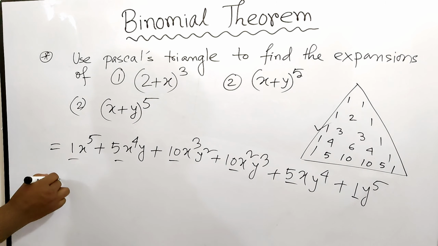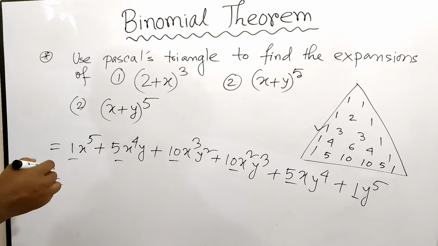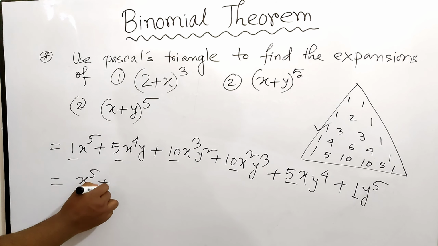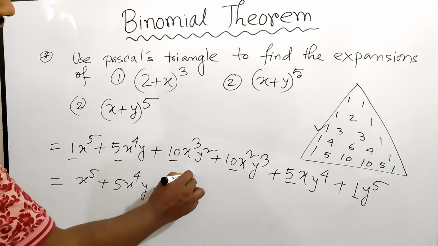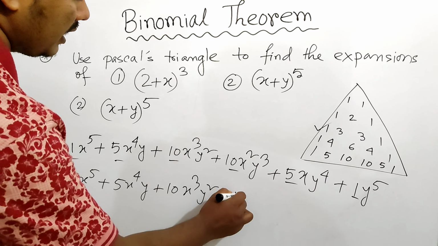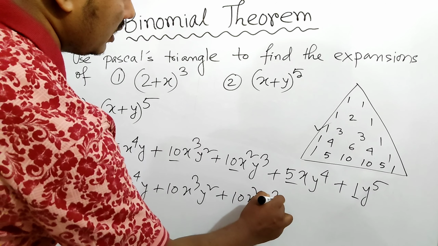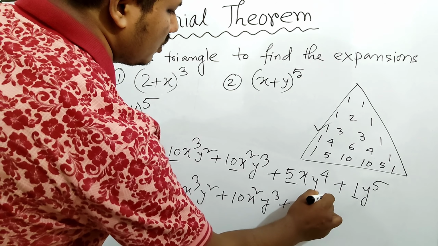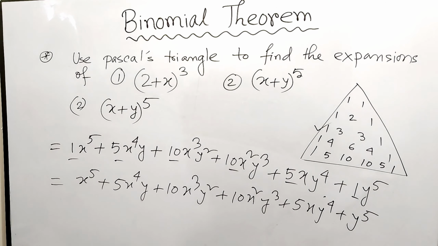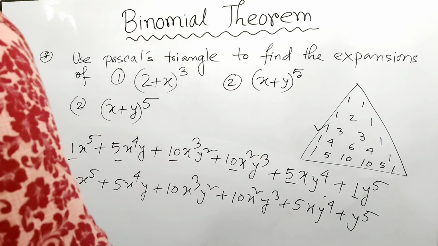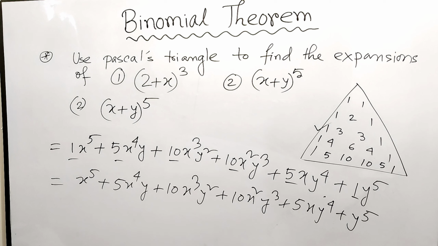Now you just work out this, then you'll get the answer: x to the power 5 plus 5x to the power 4 y plus 10 x cubed y squared plus 10 x squared y cubed plus 5 x y to the power 4 plus y to the power 5. So this is the expansion of (x plus y) to the power 5 by using the Pascal triangle. So that is all about the Pascal triangle. In that way you can easily find the expansion of the given binomial term.